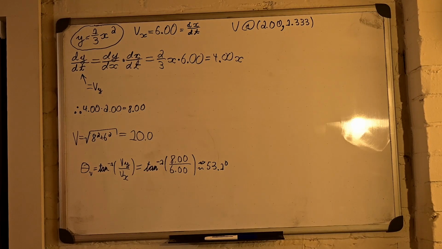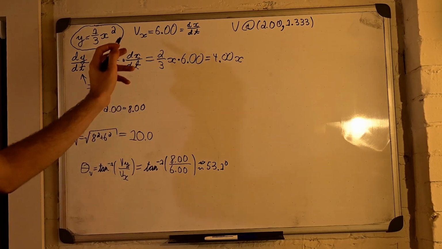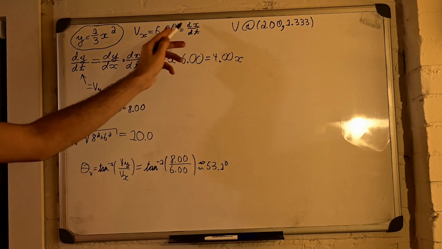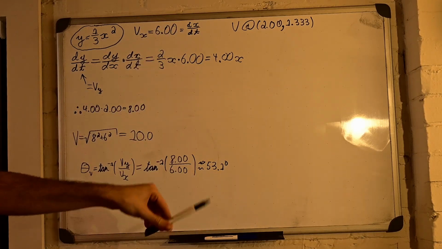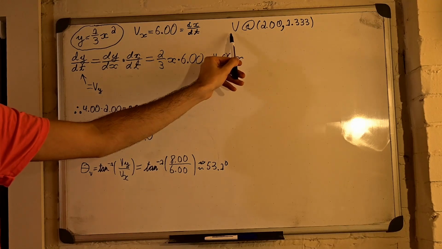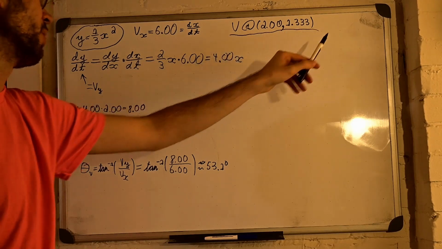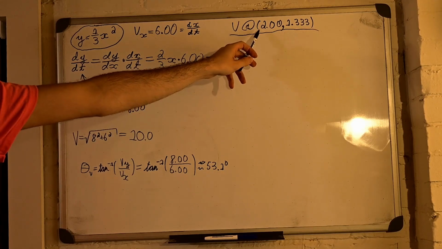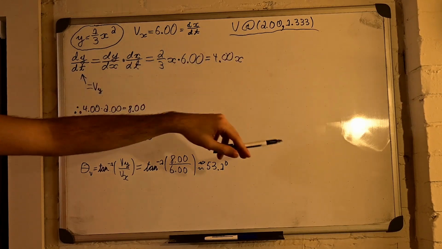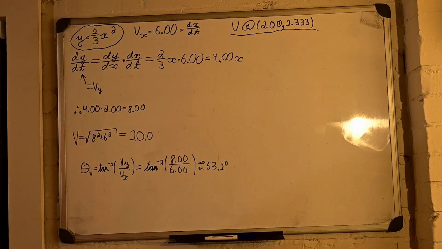That's for significant figures. Not too important, but try to keep track of significant figures if you can. So we have velocity of x, which is of course the derivative of x with respect to t, and they also tell us they want us to find the velocity at this specific point. So when the object is specifically at 1.333, that's where it wants us to find the velocity.